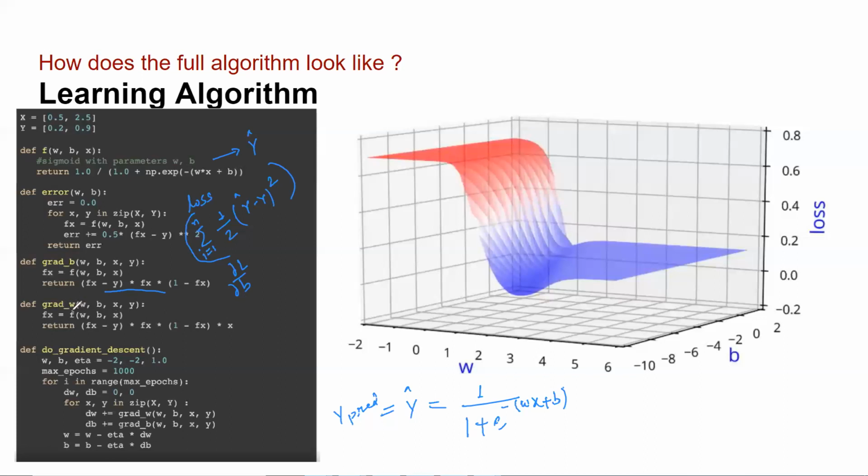The same thing I have done here also. So here we are doing dL by dw. From the previous slide, we have the value of dL by dw. I'm just putting the formula for that.